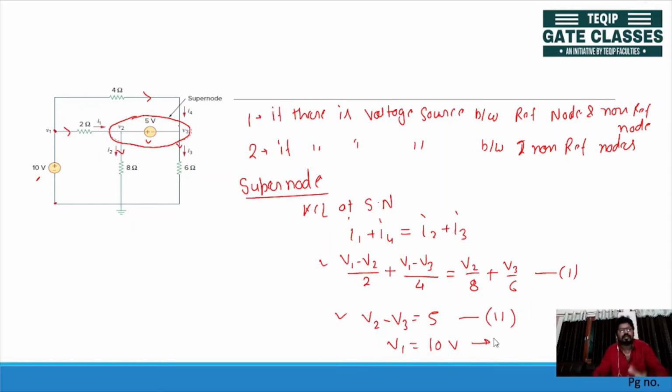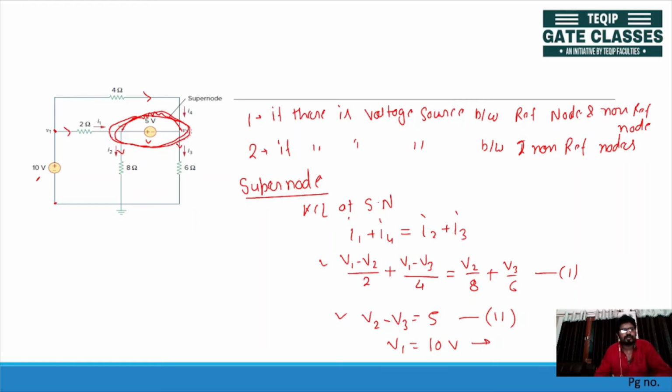So like this you can apply the concept of supernode, where there is a voltage source between two non-reference nodes. If you have a parallel resistance between these nodes, there is no meaning of this resistance; you can ignore this resistance also. So if there is a resistance in exact parallel with this voltage source, there is no meaning of this resistance. But if there is a resistance in series, then it will be the conventional case. You have to assign current in this branch and apply KCL at each node.